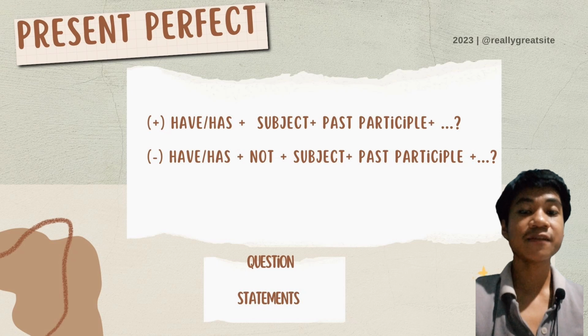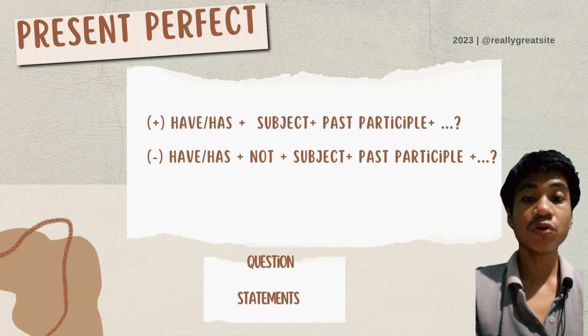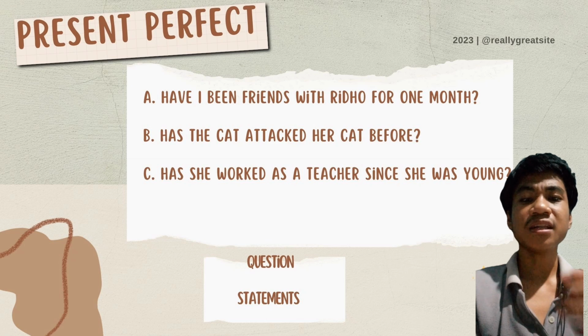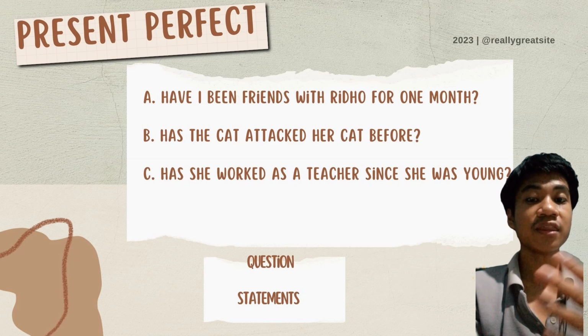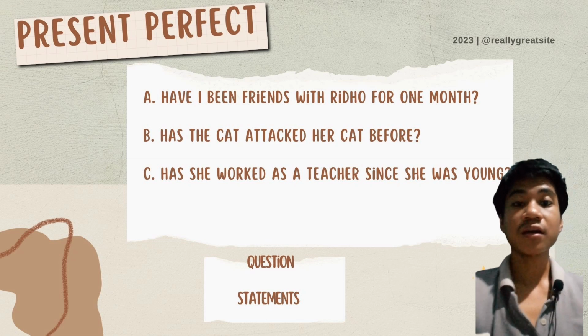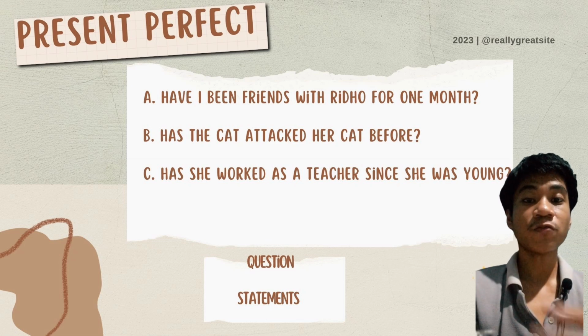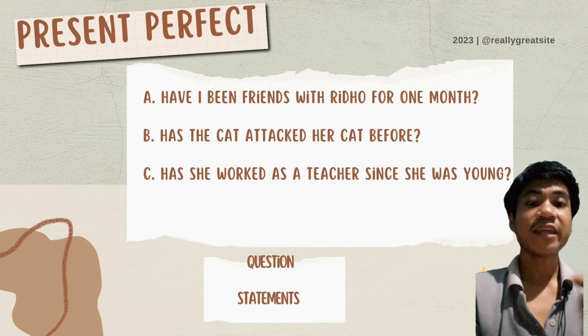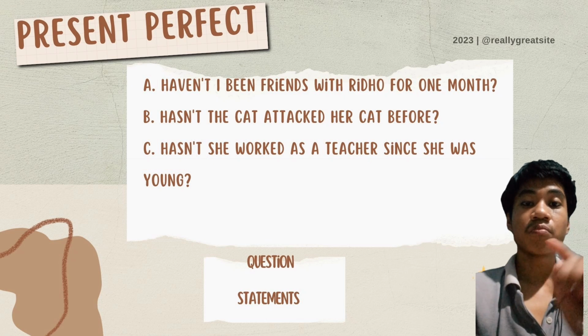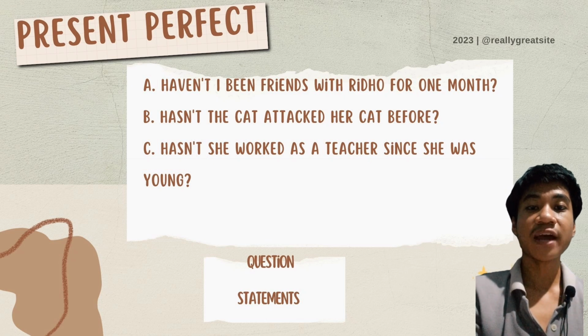To make positive questions, you can put have or has depending on the subject before the subject, followed by the past participle verb, and don't forget the question marks. For negative questions, just put not after have or has.